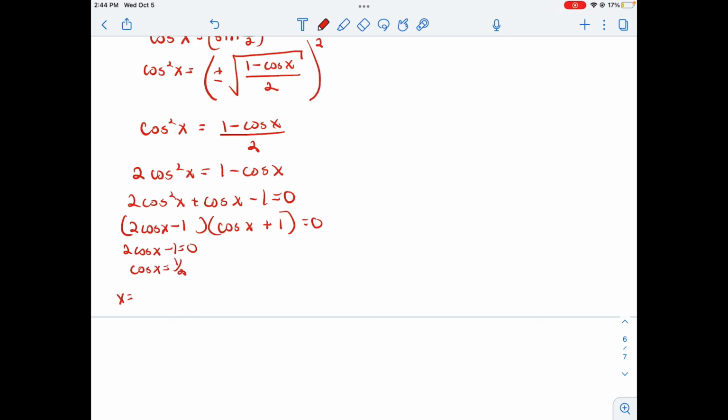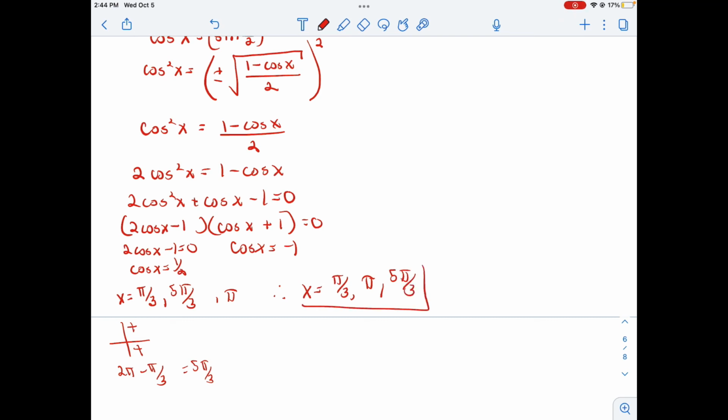What angle has a cosine of 1/2? Well, that's pi over 3 as my reference angle. And then I know cosine is positive in quadrants 1 and 4. So to find my other angle in quadrant 4, I just take 2 pi minus pi over 3, and I get 5 pi over 3. And then for the second factor, I end up with cosine of x equal to negative 1. Which angle has a cosine of negative 1? Well, that would be pi. So my answers are pi over 3, pi, and 5 pi over 3 in my interval from 0 to 2 pi.